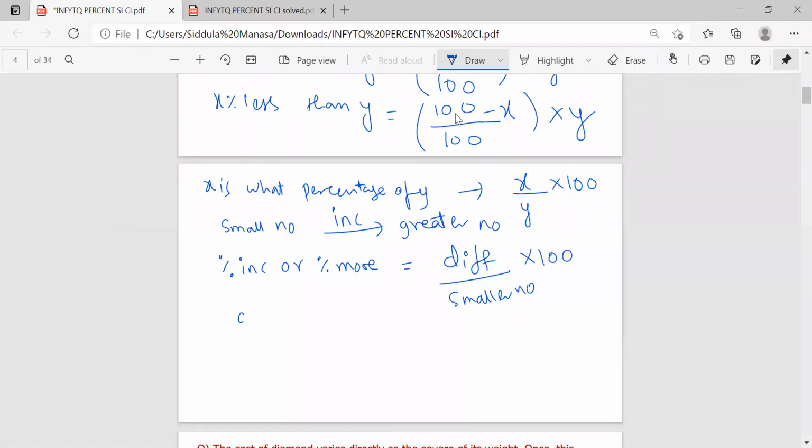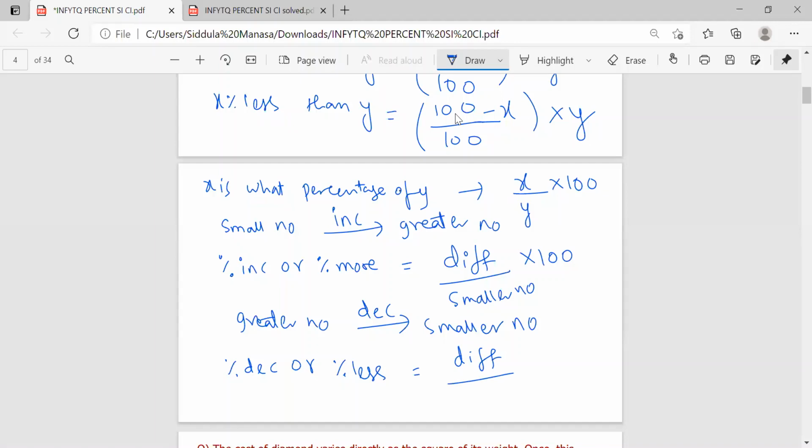In the same way, moving from a greater number to a smaller number will be called the effect decrement. So percentage decrement can also be called what? Percentage less. So that will be equal to, again, greater number minus smaller number, which is the difference. And this decrement word is starting with what? Moving from a greater number to a smaller number. Because of that, the starting number is the greater number. So the denominator will be what? Greater number into 100. So this is about percentage increment and percentage decrement.